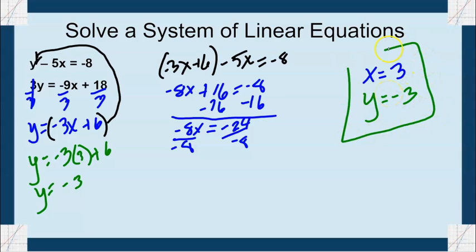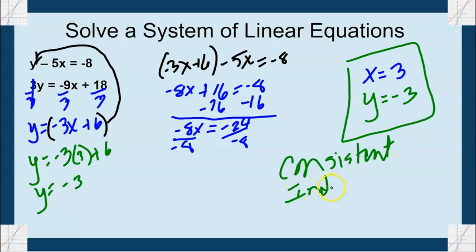So my final answer, my solution, it has one solution. So this would be consistent and independent. And my solution is x equaling 3, y equaling negative 3.